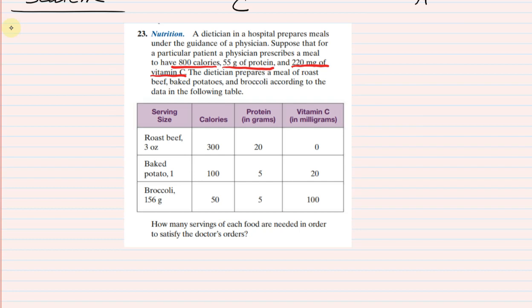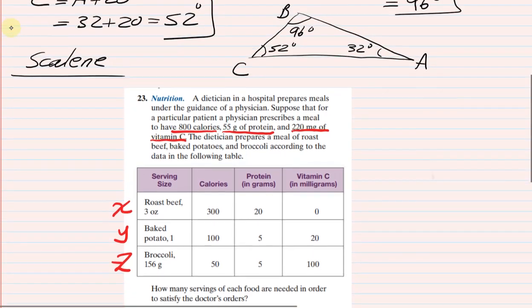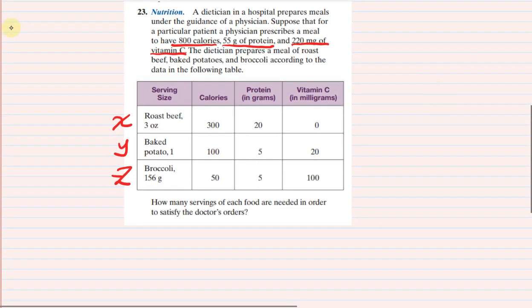Now, of course, the question right in here is obvious. How many servings of each food are needed in order to satisfy the doctor's order? Ultimately, that's what we would like to do. Now, let's call our unknowns X, Y, and Z. So X would be the number of servings of roast beef, Y for baked potatoes, and Z the number of servings of broccoli.